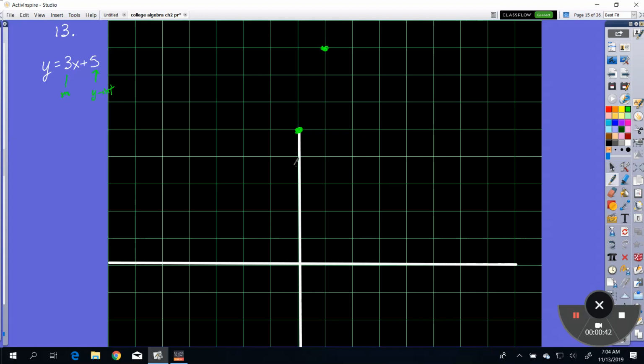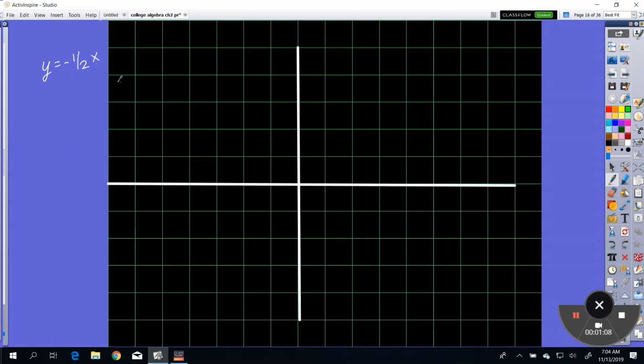Same idea, I could actually go down 3, left 1, because that's -3 over -1, and a negative divided by a negative makes a positive. So anyways, you could do that as well. You have your dots, connect them. That's not very good looking, but anyways, there you go. That's what you have to do on 13 part A.